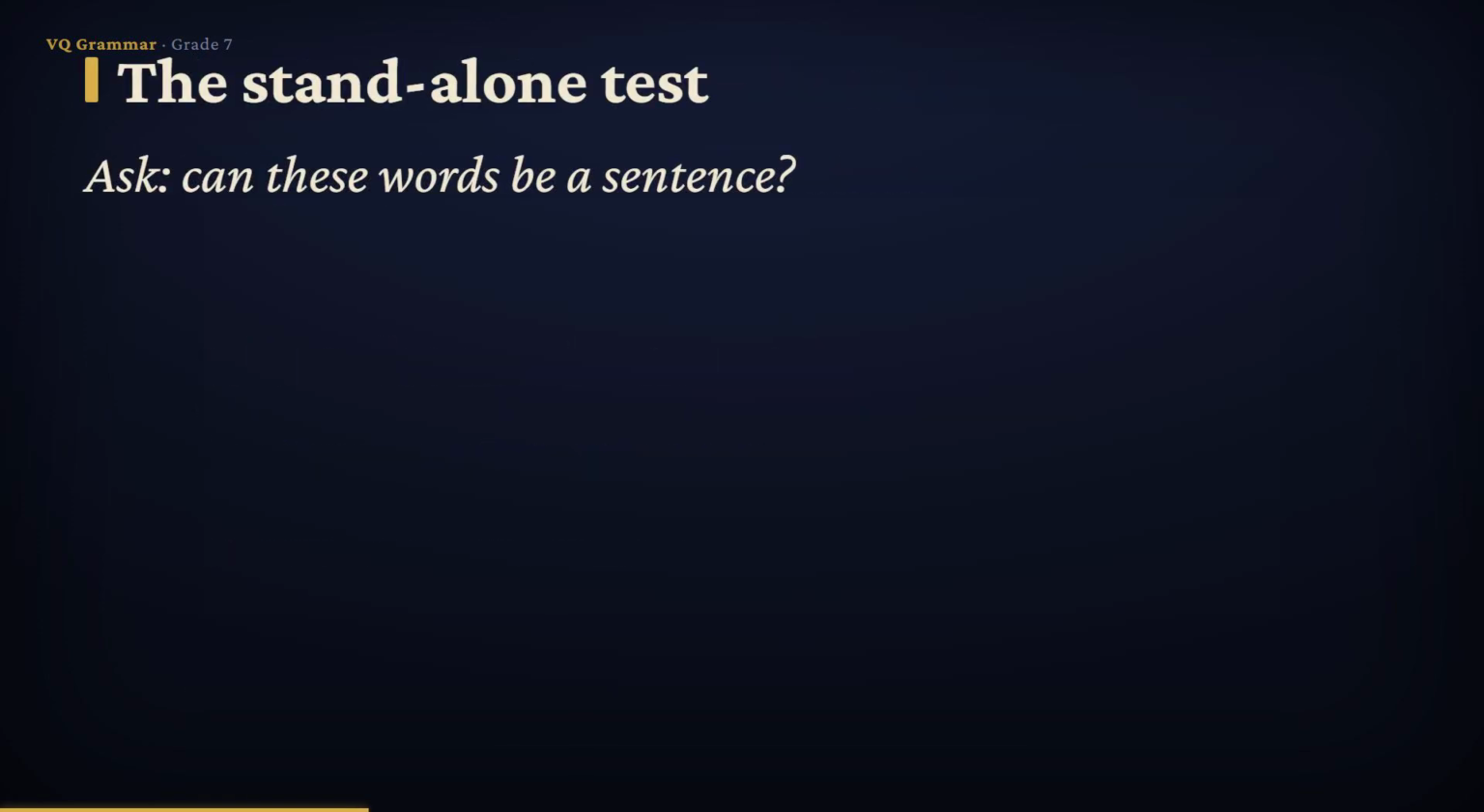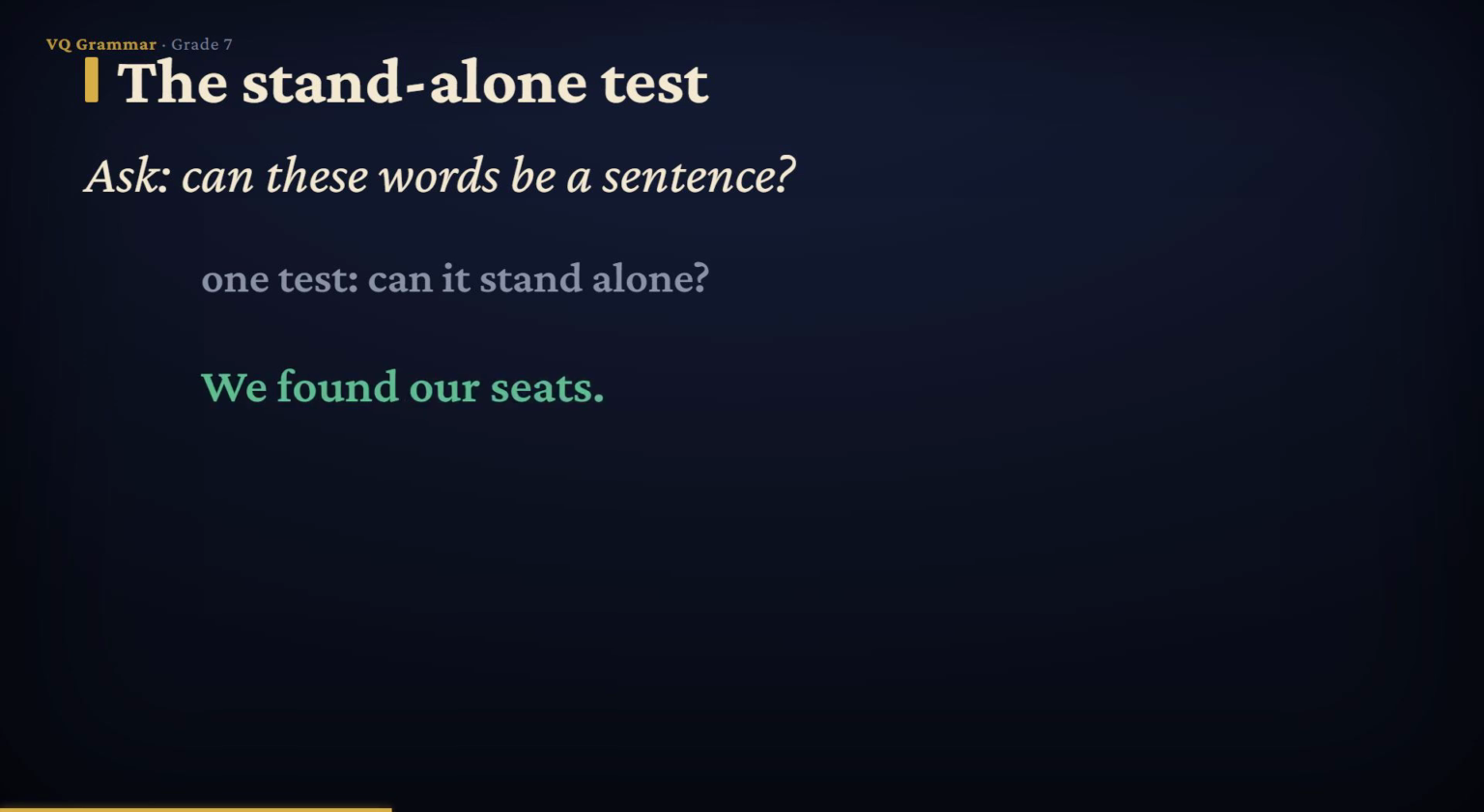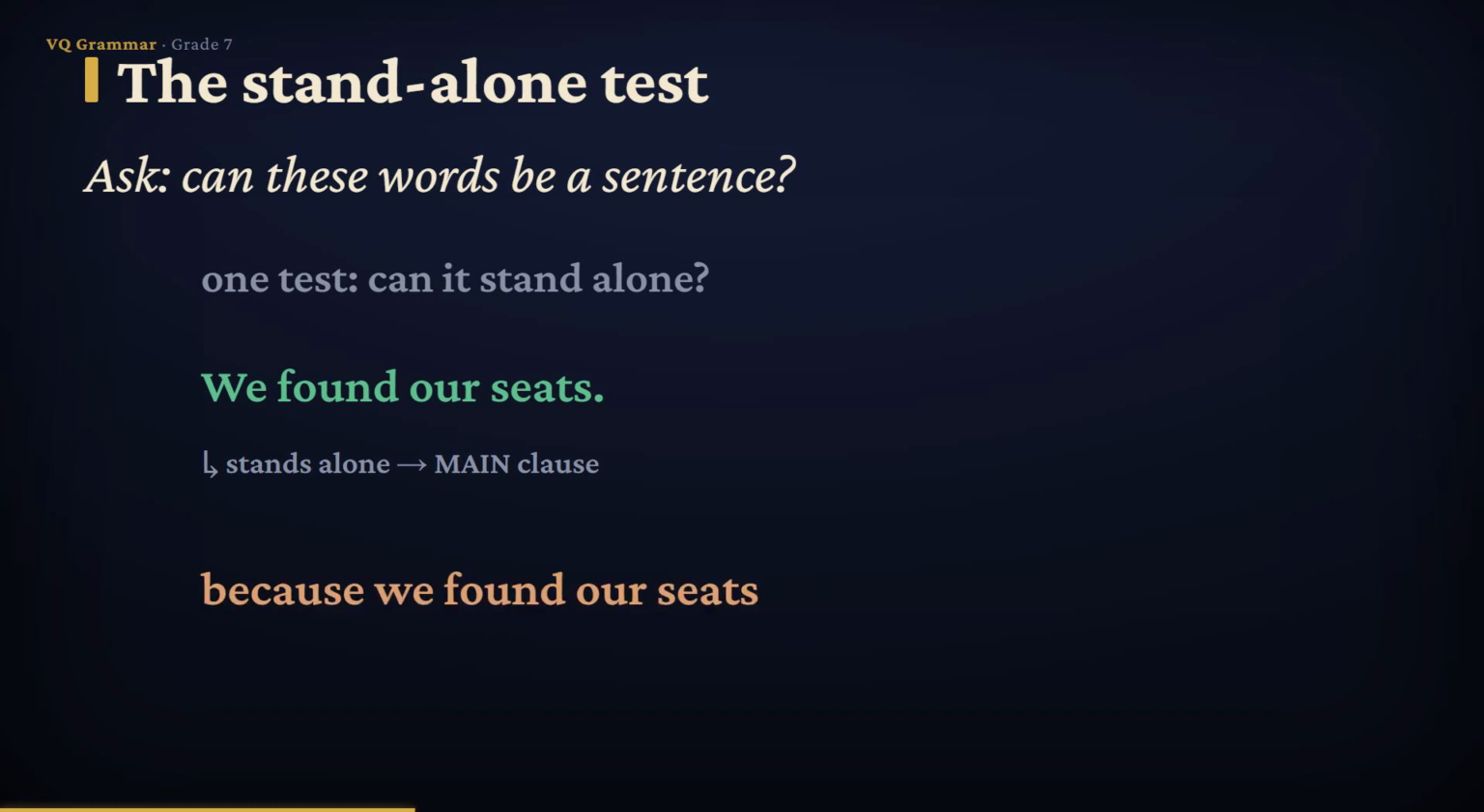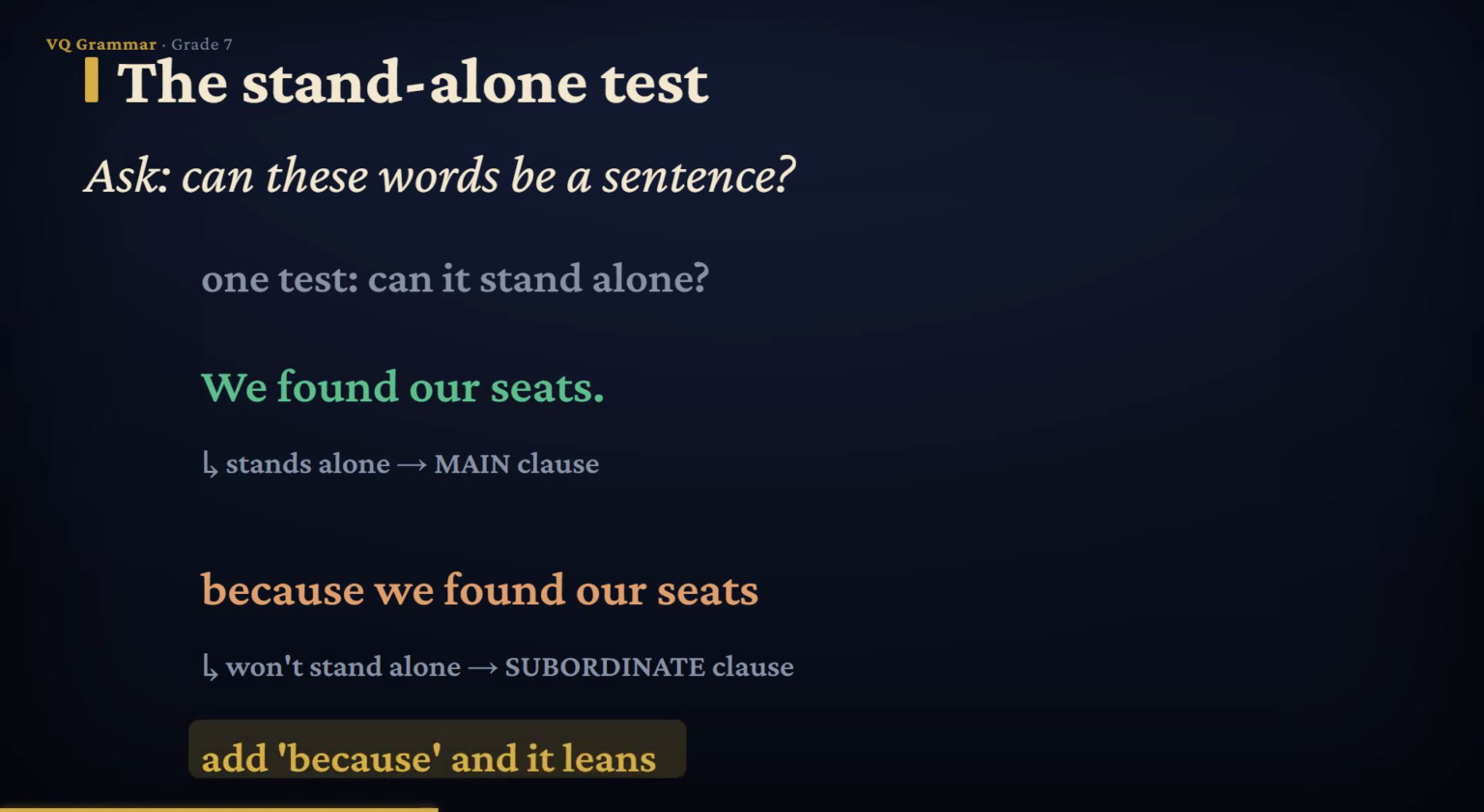Here's the test that never fails. Ask, can these words stand alone as a sentence? Watch. We found our seats. Yes, that's a complete thought, so it's a main clause. Now I add one small word in front, because we found our seats. Suddenly, it won't stand alone. Because we found our seats, what happened then? That one word, because, turned a full sentence into a subordinate clause. Words such as because, when, although, since, and if all do the same thing. They make a clause lean.